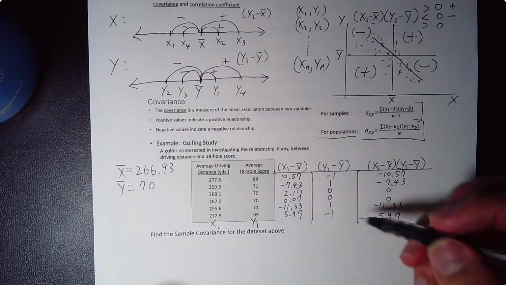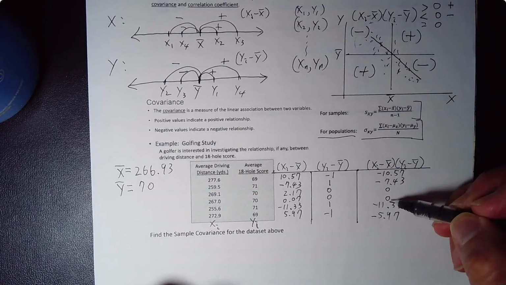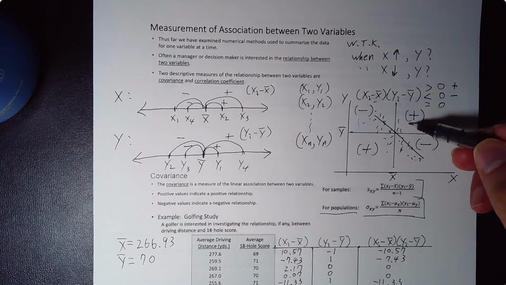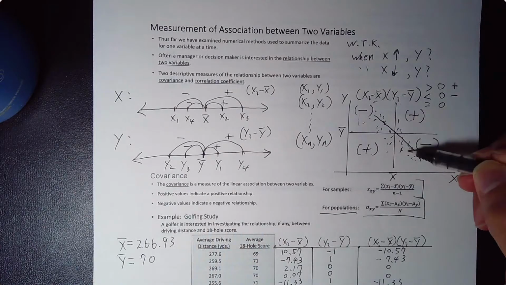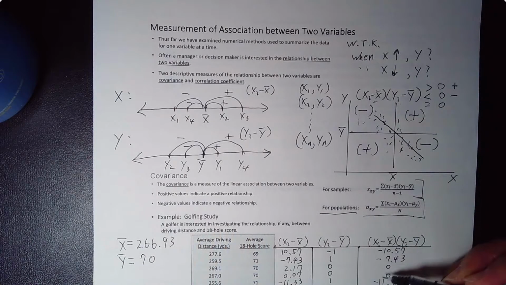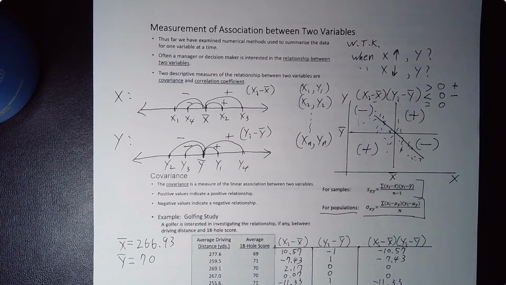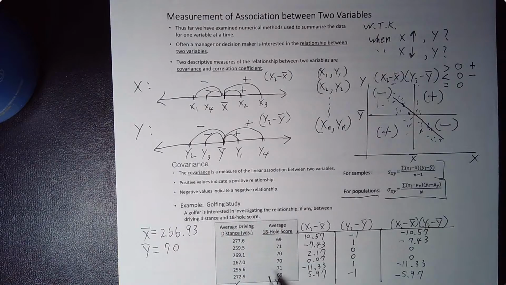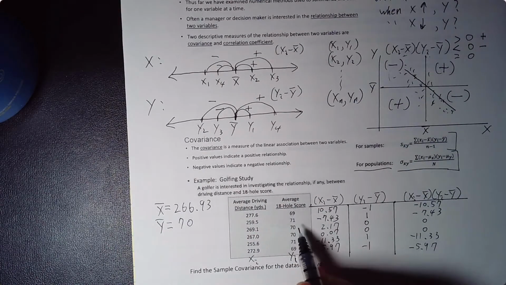So I got all that. And here, notice, the product here tells me that on average, which quadrant, which of these four corners, is the data occurring? Is it occurring in these two or is it occurring in these two? And since most of them are negative, that tells me the data is going downwards like this. It's a negative relationship. And if you know anything about golf, that should make sense. The further distance that you hit, the lower your score. In golf, you actually want a low score. The lower the score, the better.